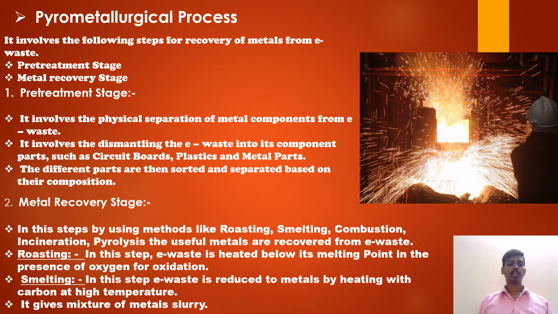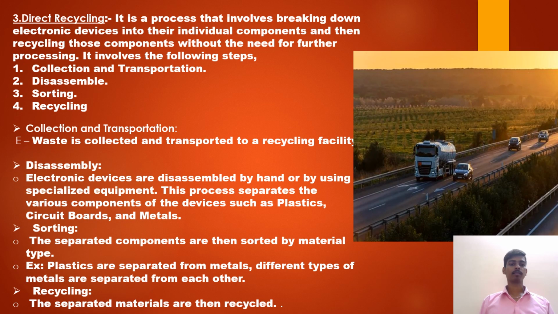Metal recovery stage. In these steps, by using methods like roasting, smelting, combustion, incineration and pyrolysis, the useful metals are recovered from the e-waste. First is roasting. In this step, e-waste is heated below its melting point in the presence of oxygen for oxidation. The second one is smelting. In this step, e-waste is reduced to metals by heating with carbon at high temperature. It gives a mixture of metal slurry.